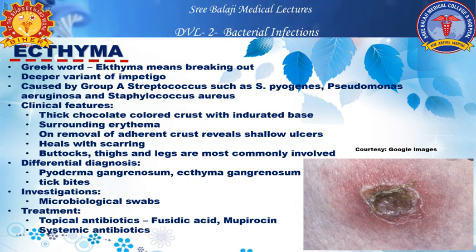It is commonly seen on the buttocks, thighs, and legs. Ecthyma always heals with scarring. That is the clinical difference between ecthyma and impetigo. Impetigo doesn't heal with scarring, whereas ecthyma always heals with scarring.